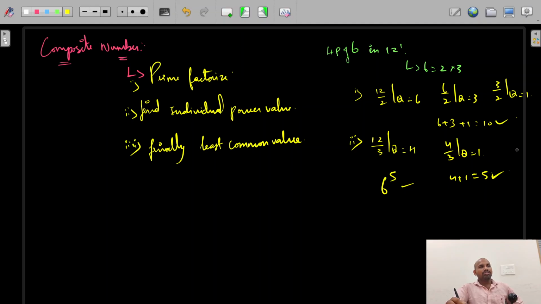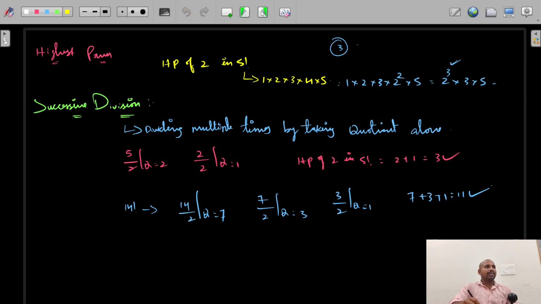Otherwise, out of these two powers, you just need to take the highest common power. Here, the highest power, sorry, common power is 5. So, not highest, it's the lowest common power. The lowest common power is 5. So, 5 is my answer. This is the second way of doing this. I hope you understand how to find the highest power for both composite and prime.